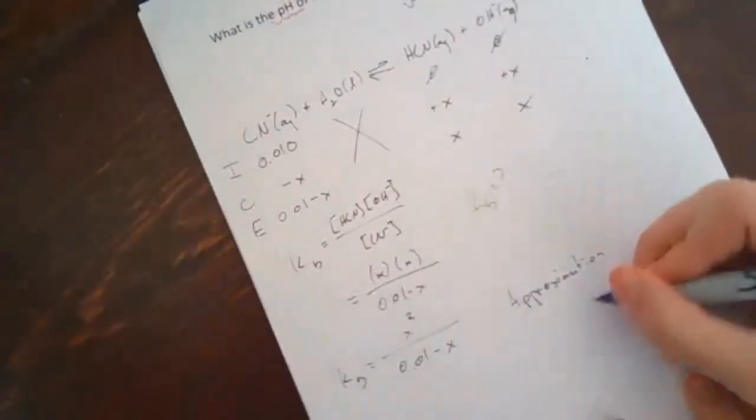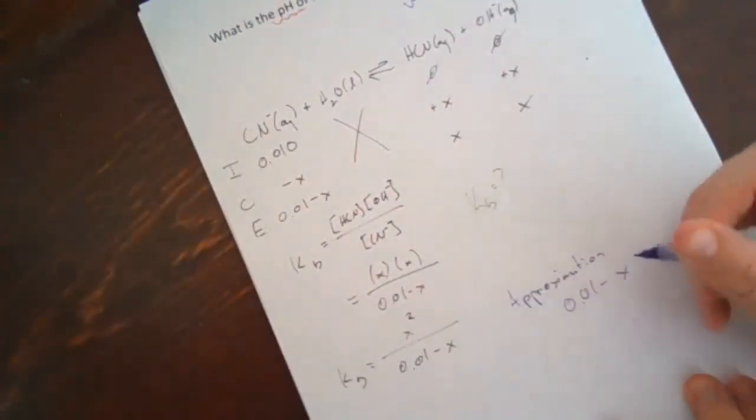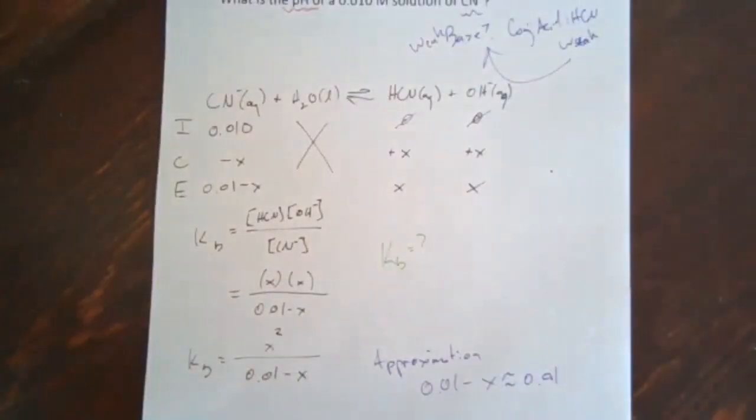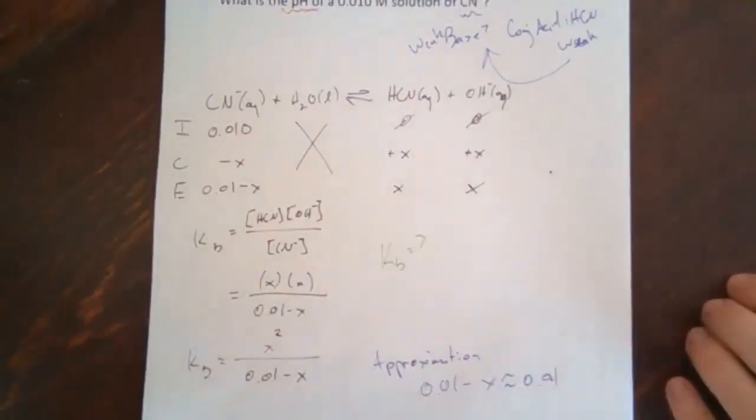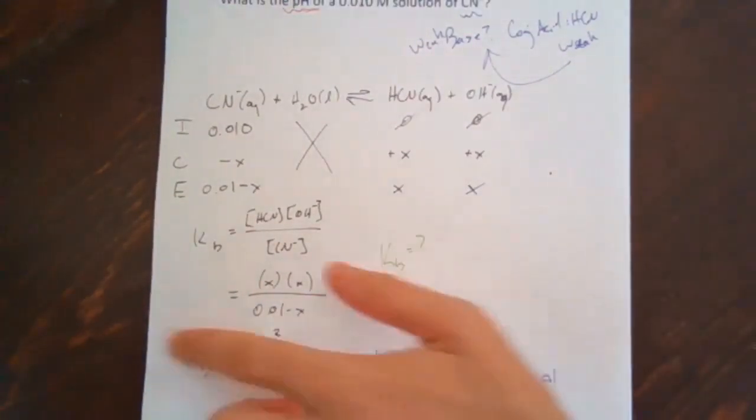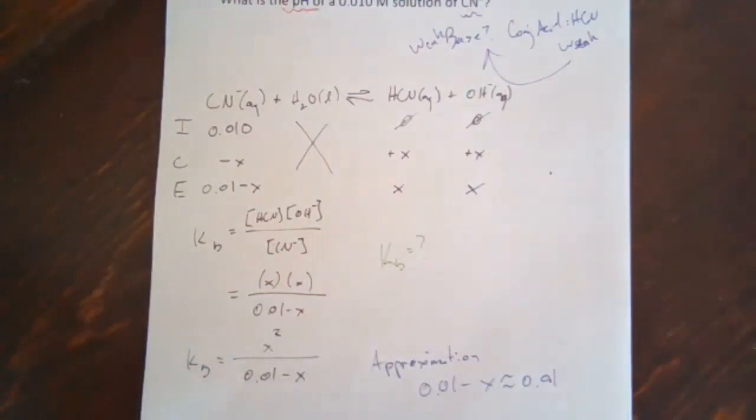So we know for the approximation, we're probably going to be able to say 0.01 minus X is just going to be equal to 0.01. And so that would help our algebra. That would help us deal with this side. We also need to deal with the other side of the equation. We need to plug in a value for Kb. At some point, I'm going to need to do that.